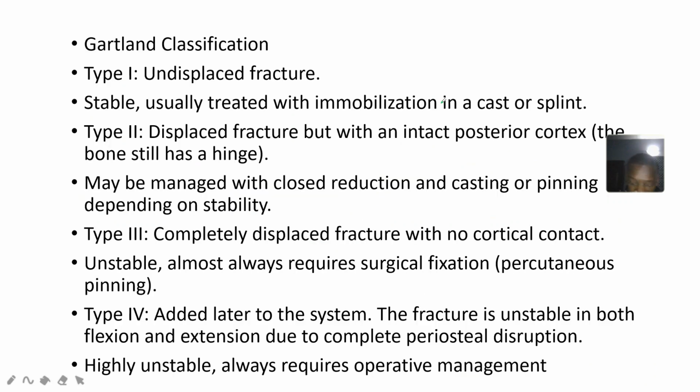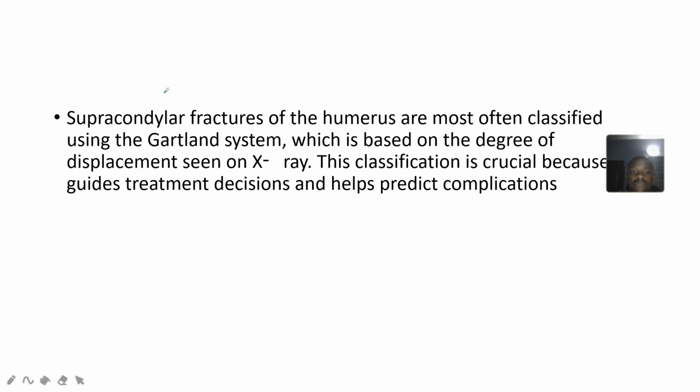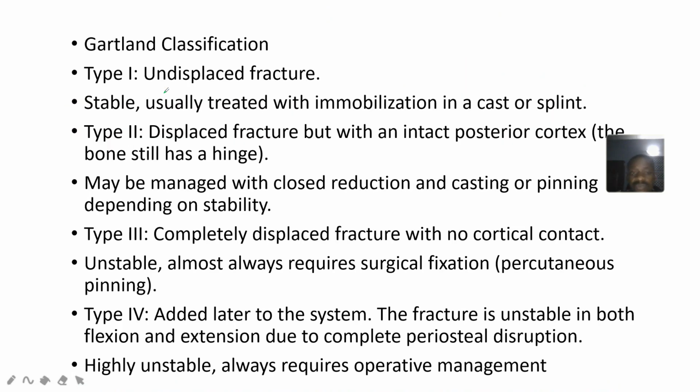We have type 1, which is an undisplaced fracture. There's a fracture, but nothing is scattered. Everything is still intact, but there's a line. So it's stable, usually treated with immobilization. They just cast or splint you for a while.